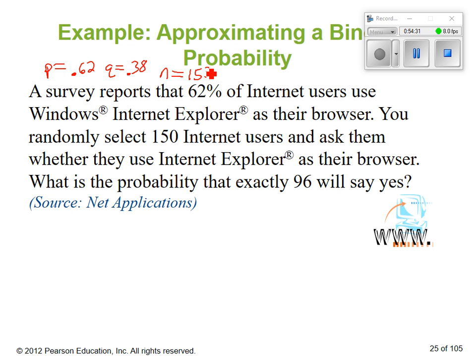This is one of them that we would not want to do out longhand, doing the binomial stuff. If we take 0.38 times 150, is that going to be bigger than 5? Yeah, so this one checks out, it's going to work. We want exactly 96. So first let's find our mu. What's mu this time? P times N, 0.62 times 150, that's our mu.